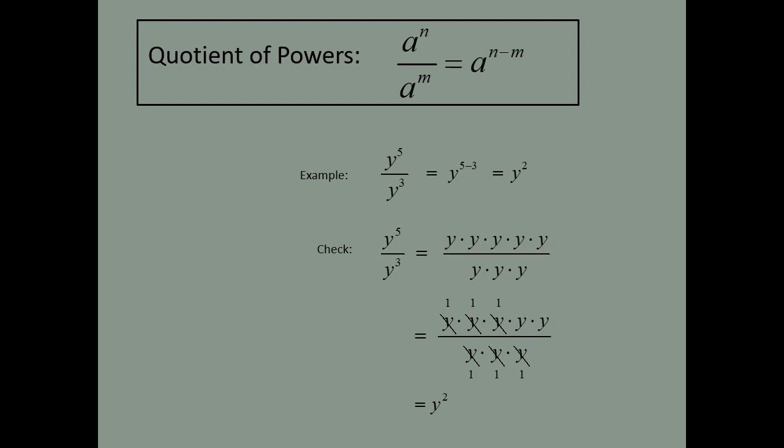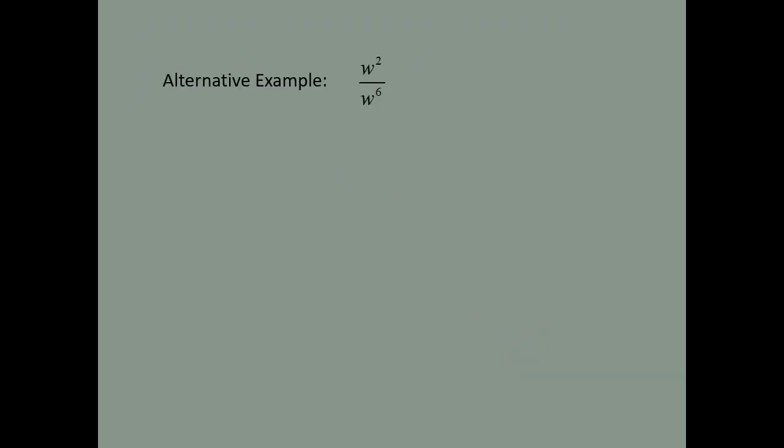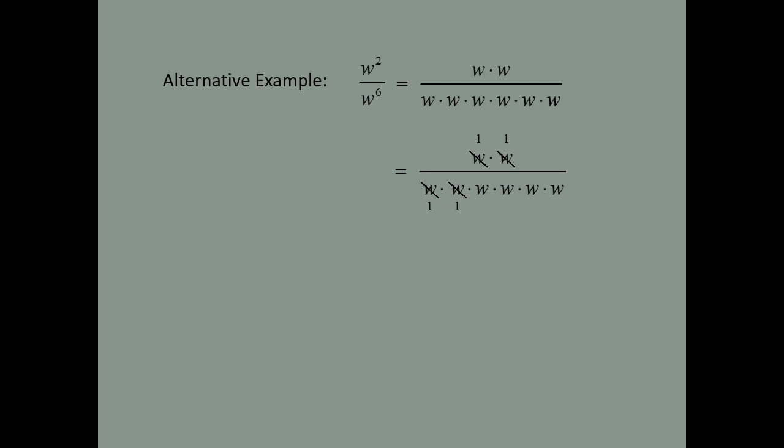Notice in this example, we are subtracting the bottom exponent from the top exponent, which makes sense because the top exponent is larger. But what would happen if we had a larger exponent in the denominator? Here's an example like that. We have the larger exponent in the denominator. Let's write this out the long way first. W squared over w to the sixth power. Cancel the common factors, and we should be left with 1 over w to the fourth power.